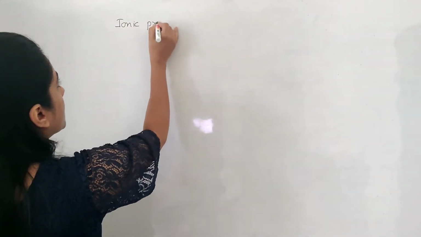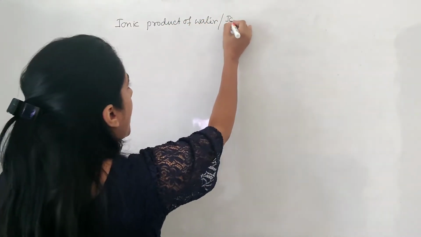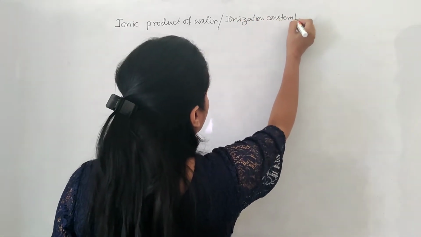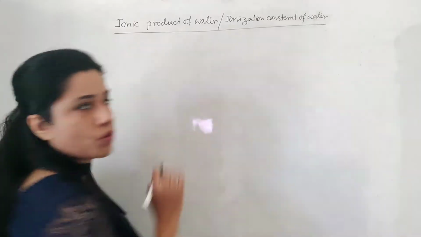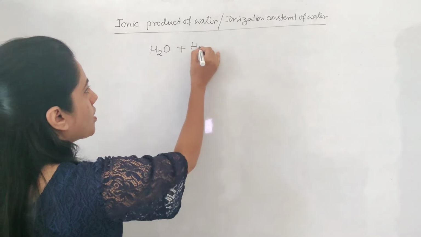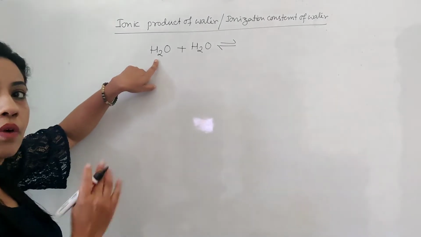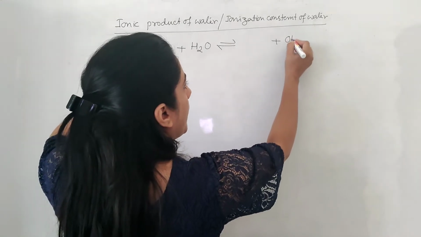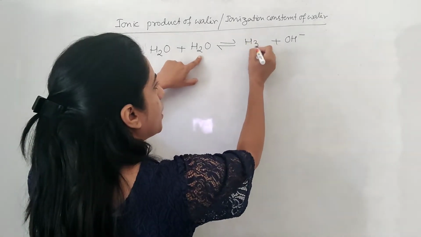Ionic product of water, which is also called the ionization constant of water. As I told you, these are all the same, only different names are given to them. So here we are going to take a water molecule, and one more water molecule. We'll consider that one of the water molecules will donate hydrogen. This H2O, which is donating hydrogen, is converted into OH minus, and the donated hydrogen is taken by the other H2O to give you H3O plus.